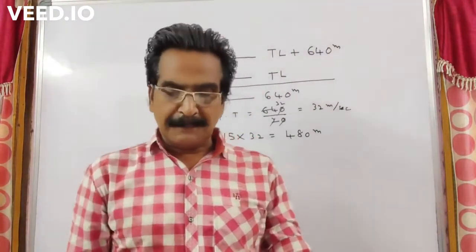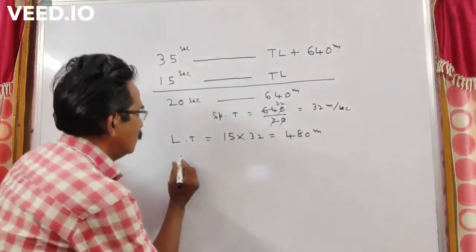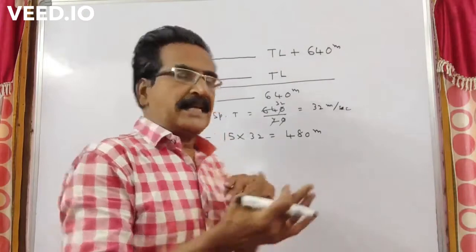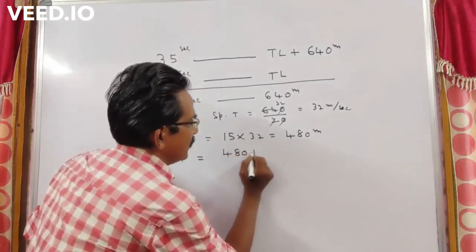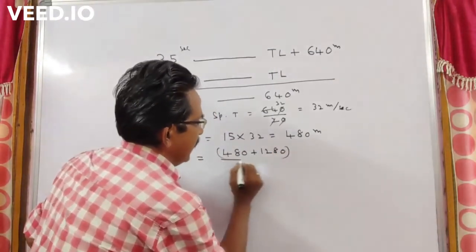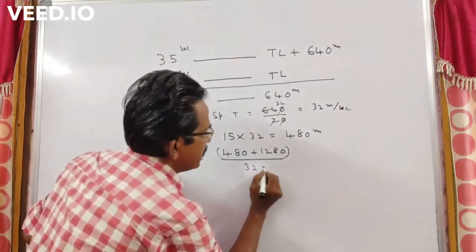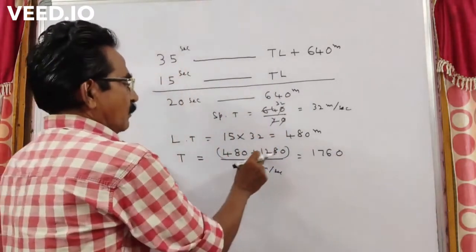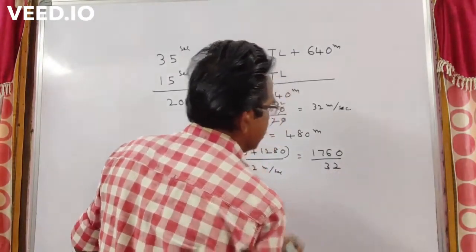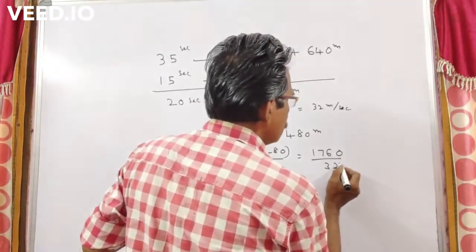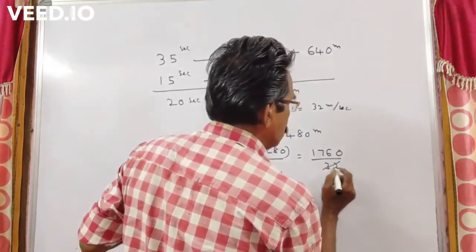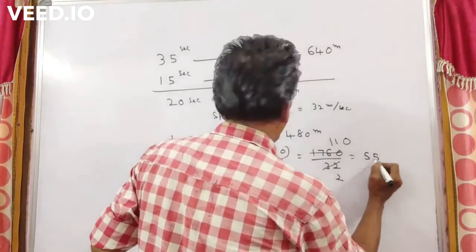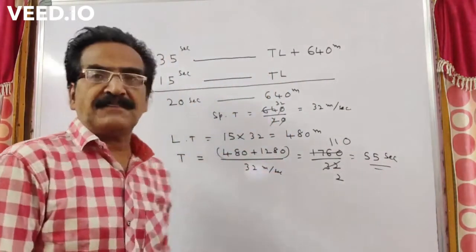Now we want the time taken to cross a bridge of 1280 meters long. Time is equal to distance by speed, and the train is crossing a bridge, so the distance is train length plus bridge length. Train length 480 plus bridge length 1280 by speed of the train 32 meters per second. So 55 seconds is your answer.